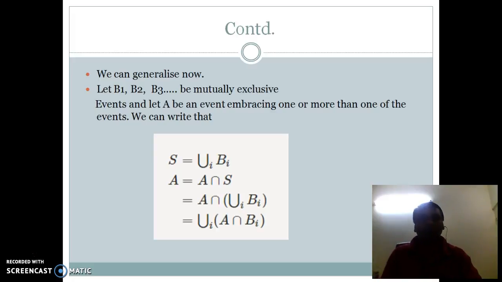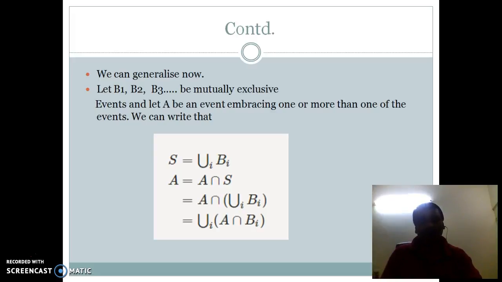Let B1, B2, B3 and so on be mutually exclusive events, and let capital A be an event embracing one or more than one of the events. We can write that S is equal to the union of Bi, where i is the index.